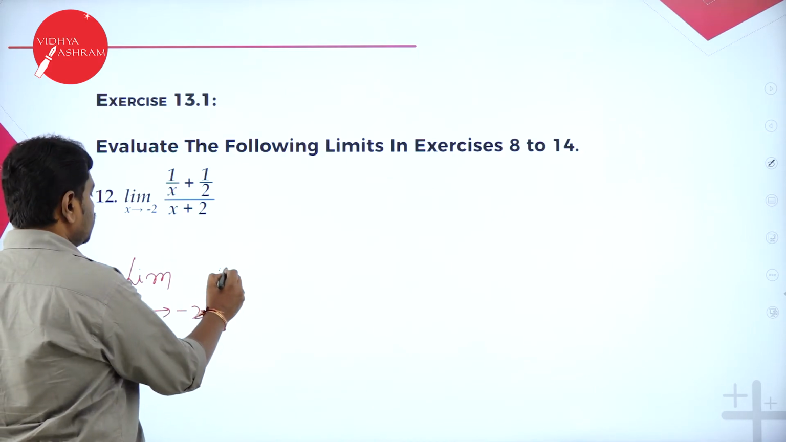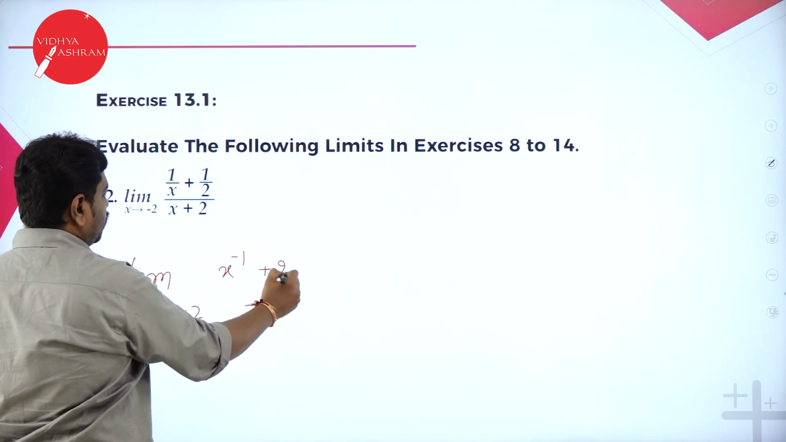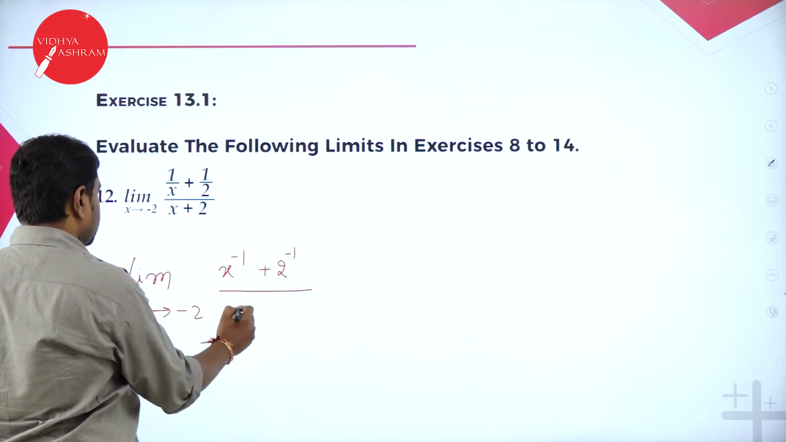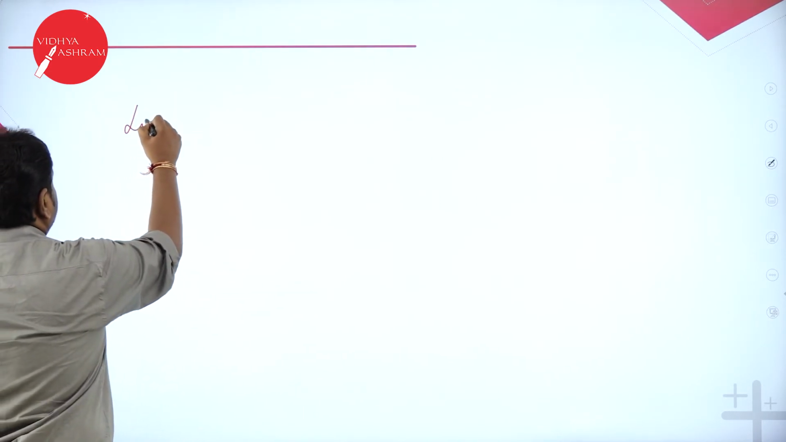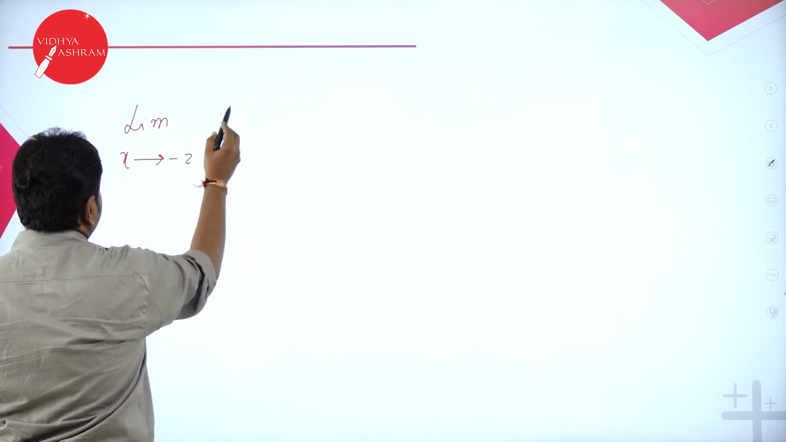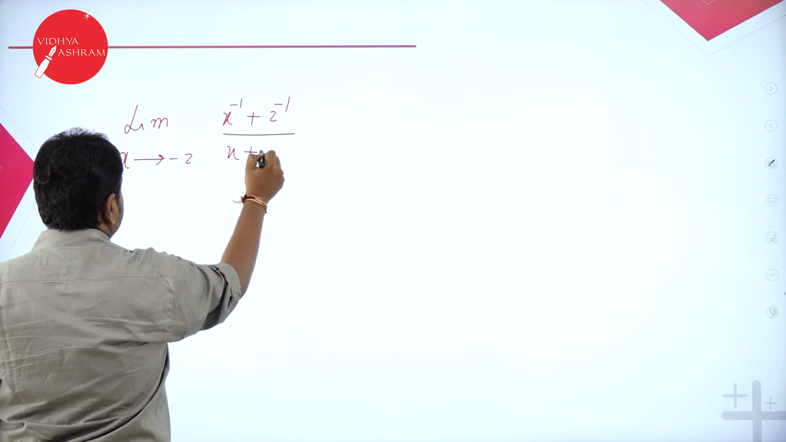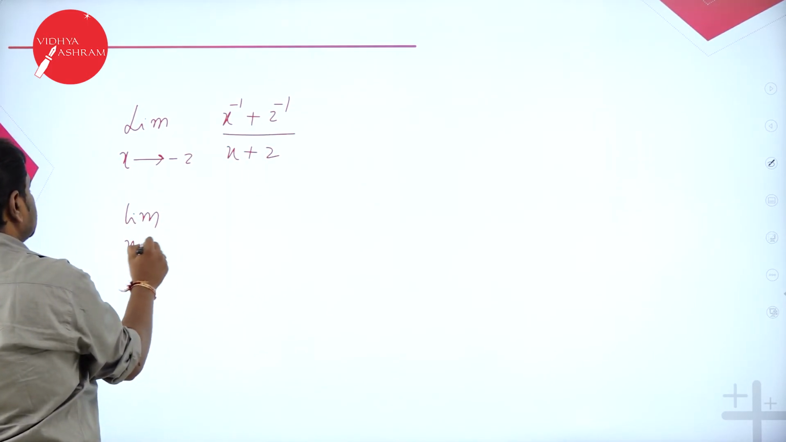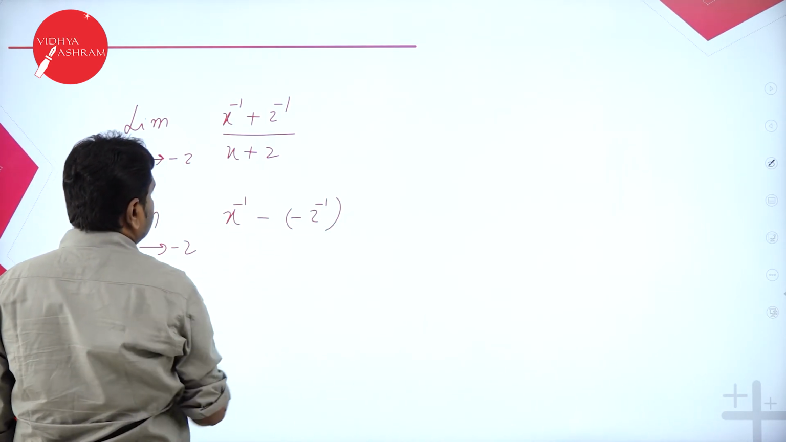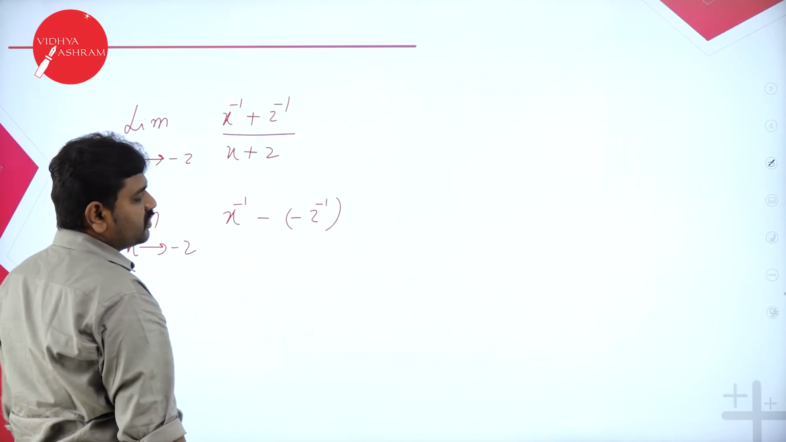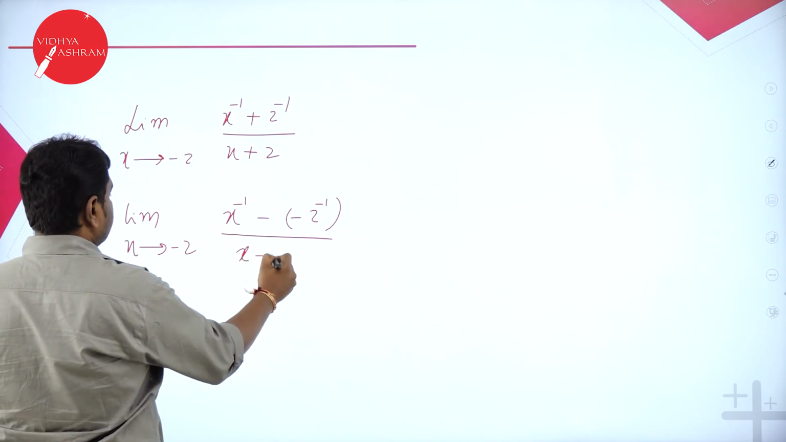x tends to minus 2, and x I will take up, it will become x power minus 1 plus 2 power minus 1 divided by x plus 2. Further, limit x tends to minus 2, x power minus 1 plus 2 power minus 1 divided by x plus 2. Again, I will write this as x tends to minus 2, x power minus 1 minus of minus 2 power minus 1. Can I write? What is minus of minus? Minus of minus becomes plus, divided by x minus of minus 2.